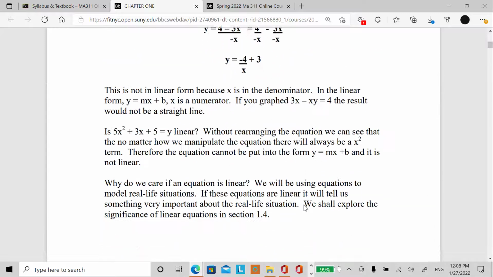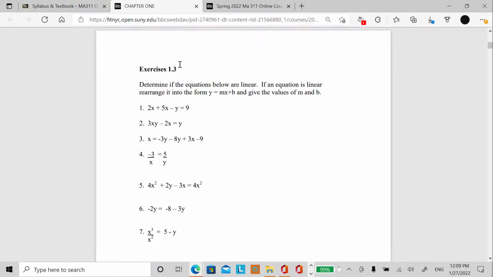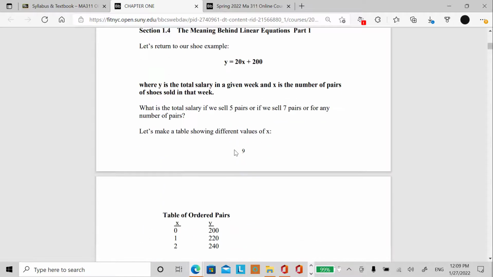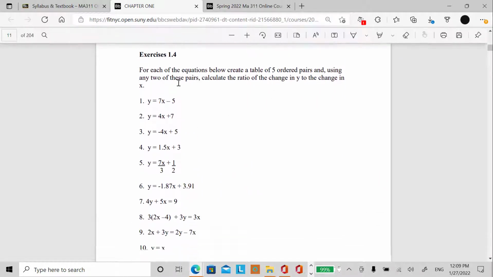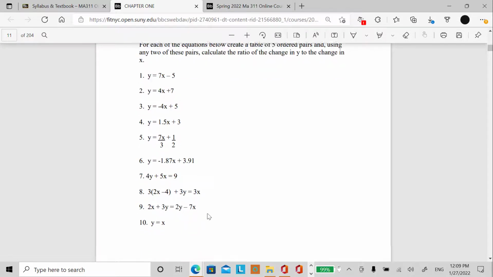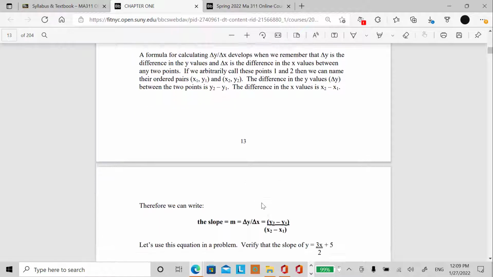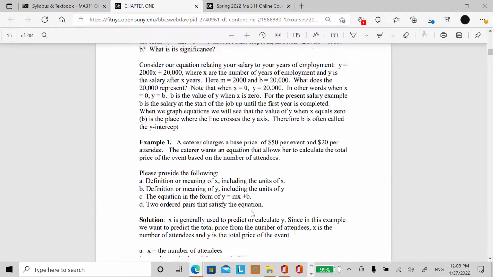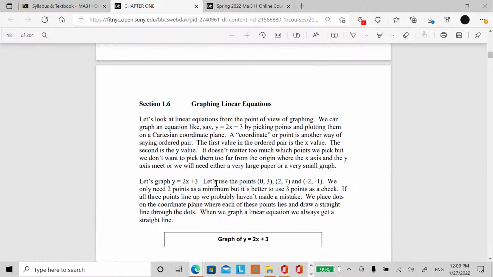So you scroll to the back of this. This is exercise 1.3. You have to complete all the problems here from the textbook. And 1.4, similarly, read through the textbook and exercises right here. Same thing for 1.5. So you can find all the exercises inside the textbook.